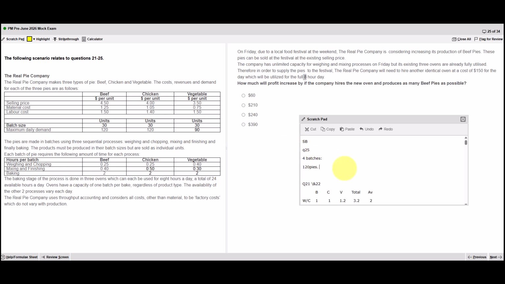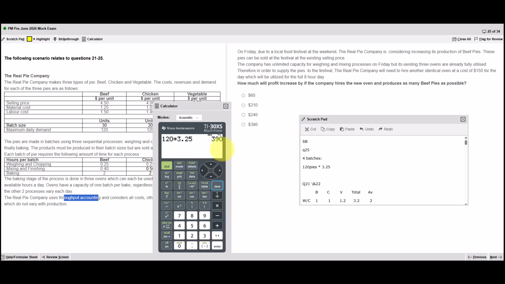And make sure you don't stray into a contribution approach. We're told that they use throughput accounting. There's nothing in this question that suggests they've stopped using it. So 120 pies, and the throughput contribution per pie is 325. So that's 390, but that's a distractor because they also need to subtract the cost of the oven at 150, which gives 240.